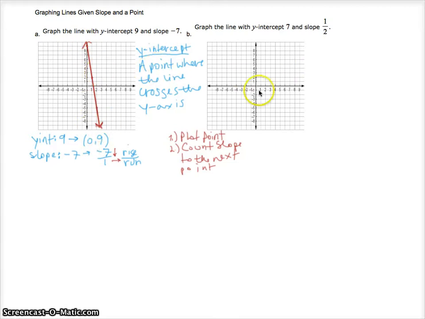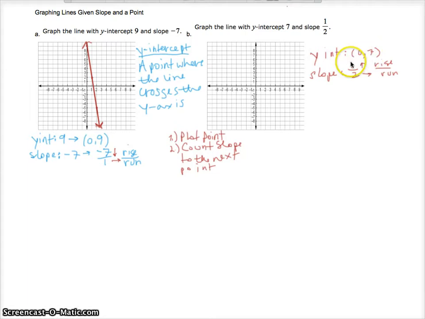Let's look at example B. Graph the line with a y-intercept of 7 and a slope of 1/2. So my y-intercept is 0, 7 and I have a slope of 1/2. Slope, remember, is rise over run. So we're going to go up 1, right 2.